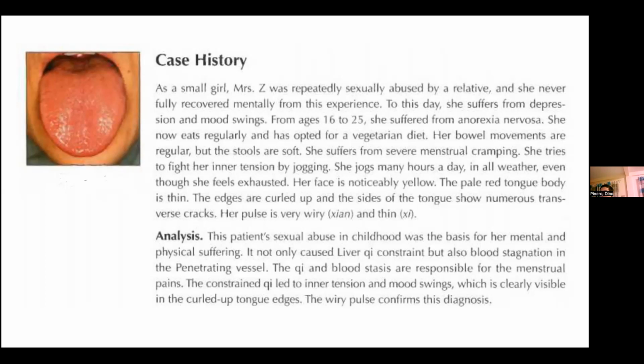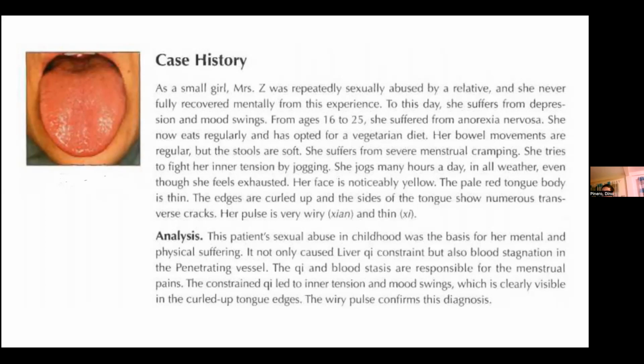She tries to fight her inner tension by jogging. She jogs many hours a day in all weather, even though she feels exhausted. Her face is noticeably yellow. The pale red tongue body is thin. The edges are curled up, and the sides of the tongue show numerous transverse cracks. Her pulse is very thin and very wiry.